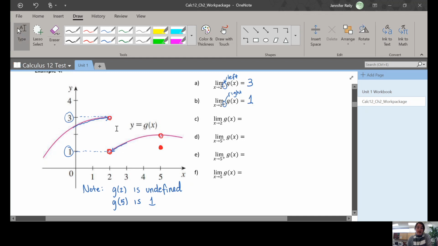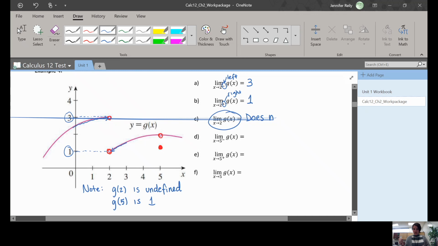Okay, so the left-hand and right-hand limits as x approaches 2 are different. From the left, the function is approaching 3. It's not defined at 3, but it approaches a value of 3. And then from the right side, it approaches a value of 1. So if you're going to ask what the limit of g of x as x approaches 2 is, it's different from the left and the right. So we would say the limit does not exist. You can write DNE for short.